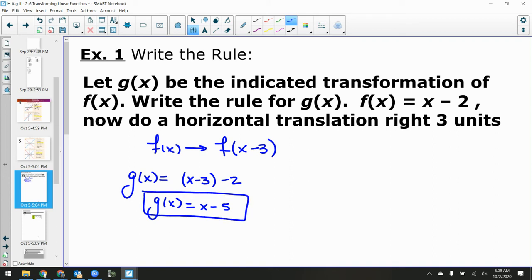Questions about that? If you are ever wondering whether you got this answer correct, you could graph it in your calculator. Watch x minus 2 go by. Then see if it actually went to the right 3 units when you graph the new one, x minus 5.